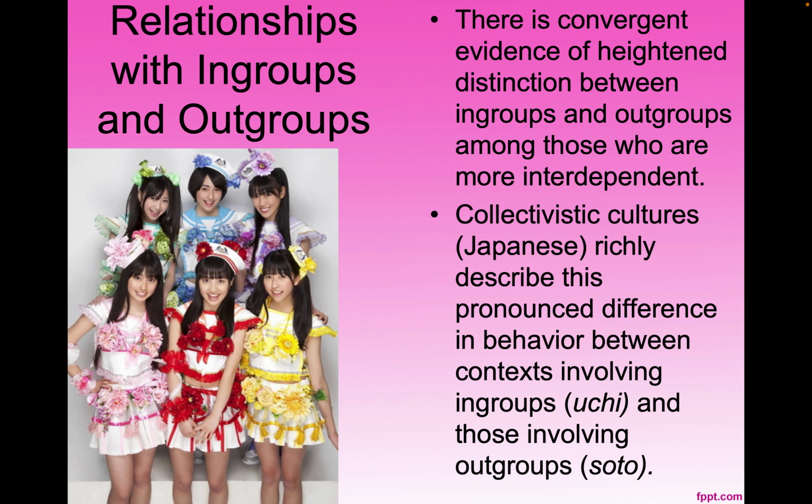There is convergent evidence of heightened distinction between in-groups and out-groups among those who are more interdependent. Collectivistic cultures, such as the Japanese, richly describe this pronounced difference in behavior between contexts involving in-groups, uchi, and those involving out-groups, soto. So the people that are in your group, this is Sailor Moon, I think. These girls are all dressed up like Sailor Moon. They are uchi, and people not dressed up like Sailor Moon are soto.